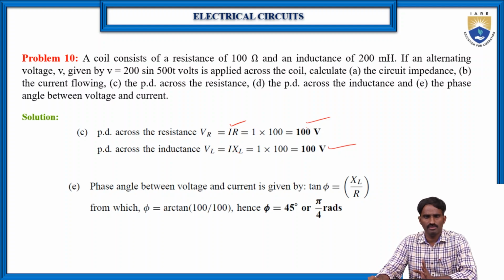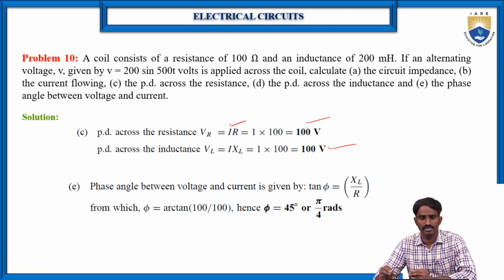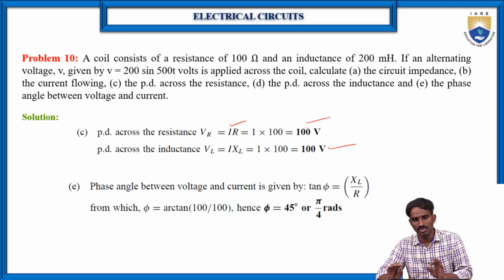In the same way, maybe you may get some problems on a circuit having a series capacitor and resistor. In that case also it is the same thing. You just need to understand the concept, and by understanding the concept, you can derive the equations, remember them, and substitute the given values in those equations. Then you will get the unknown parameters.